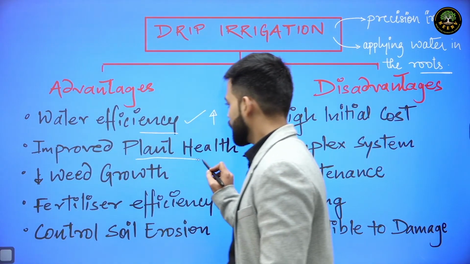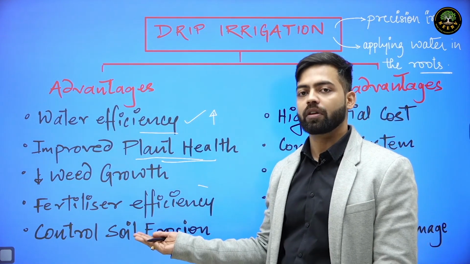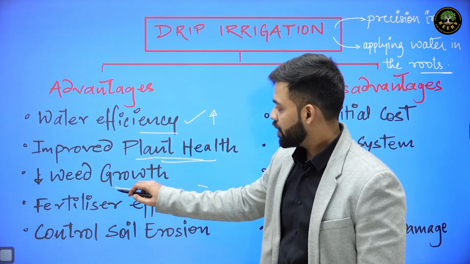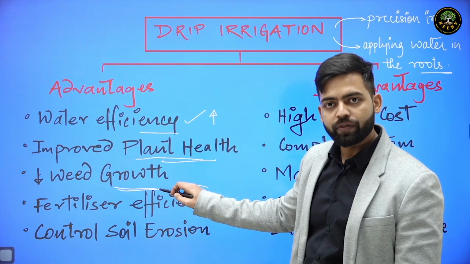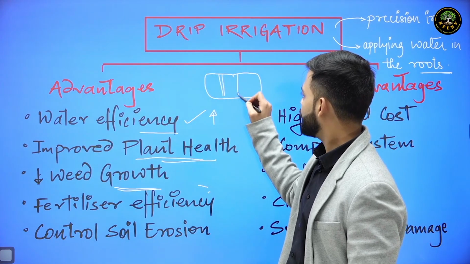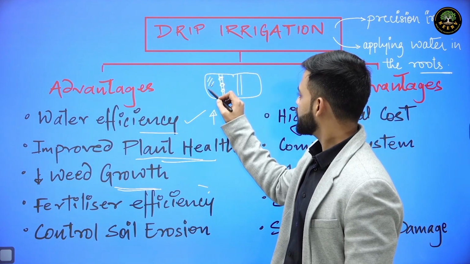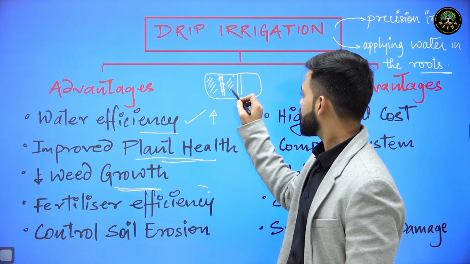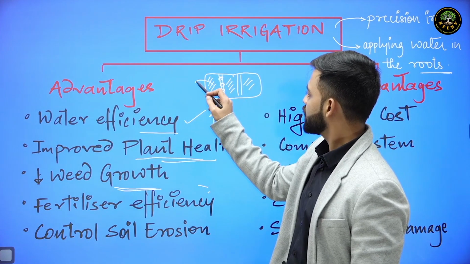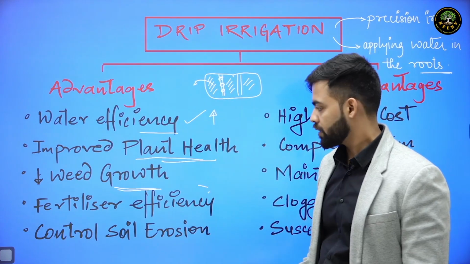Also, because of this, there is improvement of plant health as they get only that amount of water which is required for them. The weed growth is less in those fields as we are not flooding the field. Hence, through pipelines, we are providing water into the roots. These regions are drier as compared to the irrigated region. Hence, there is no water for weed growth. So, that's why there will be less weed growth.